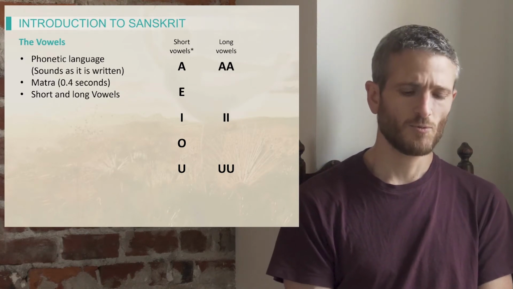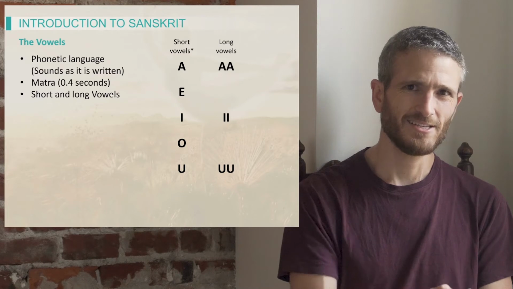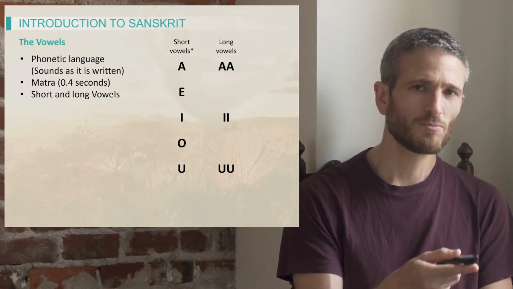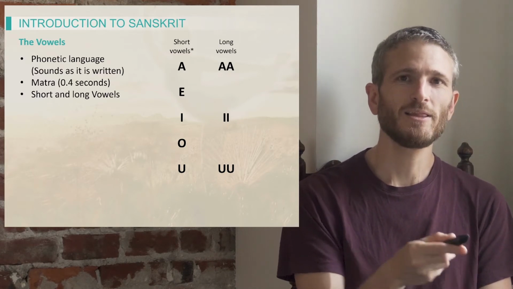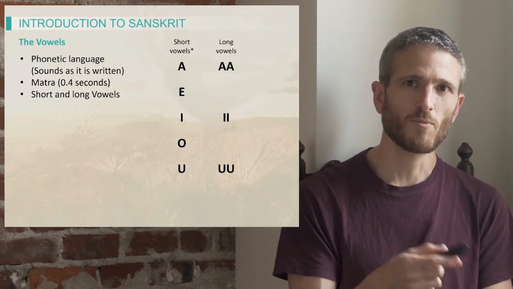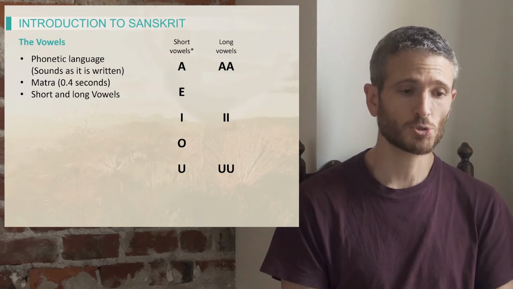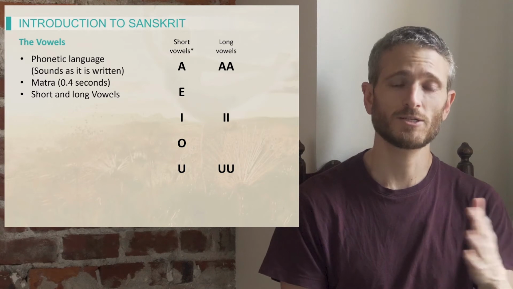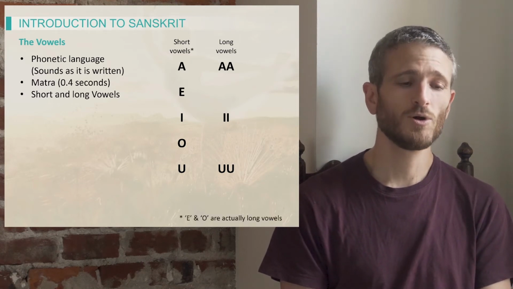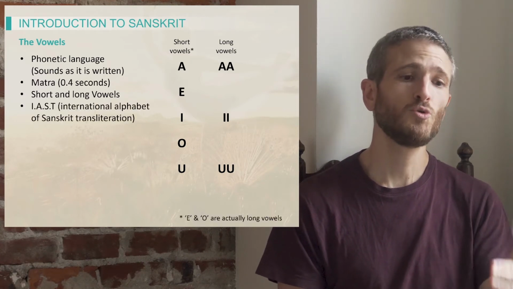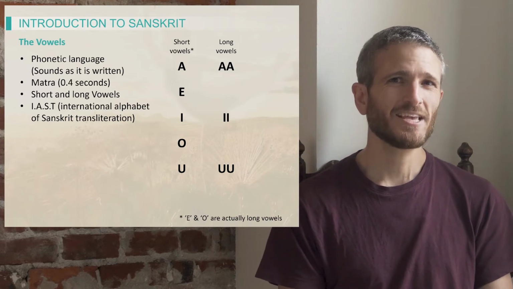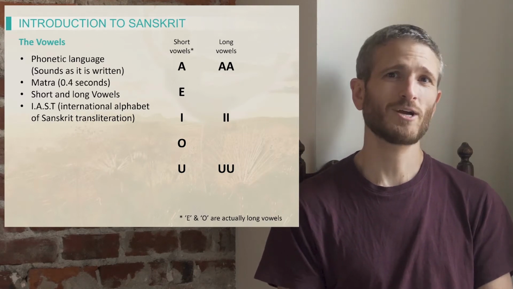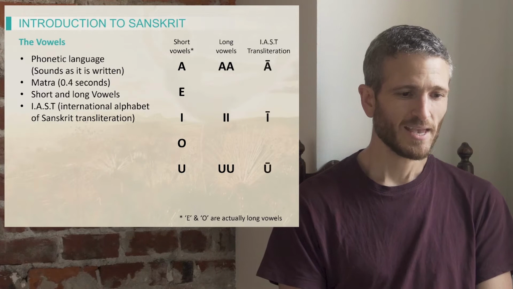Now, in some places where you're going to read these long letters, they're simply going to be written by having this doubling of the letters. So if they wanted you to pronounce a short vowel, they will just write A 1 time. If they wanted you to pronounce a long vowel, they will write 2 A's. But this is not the type of transliteration that we're going to teach you.